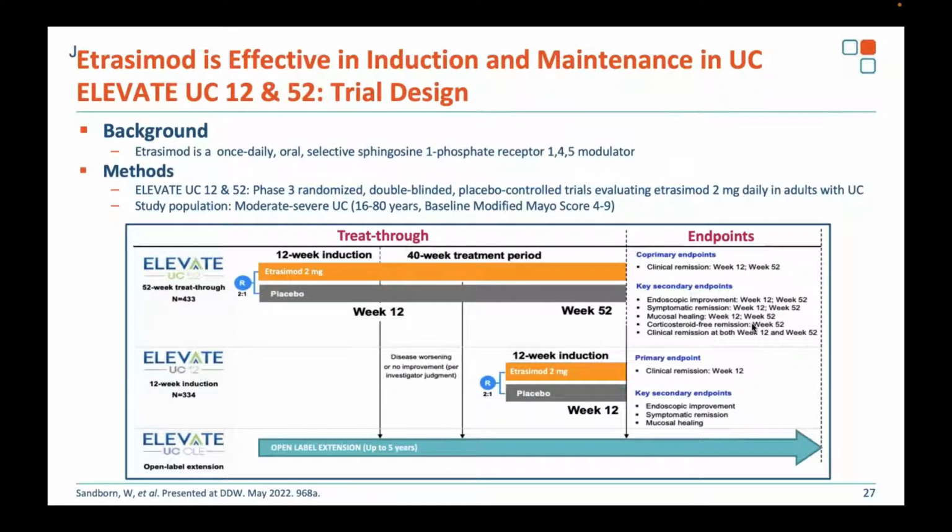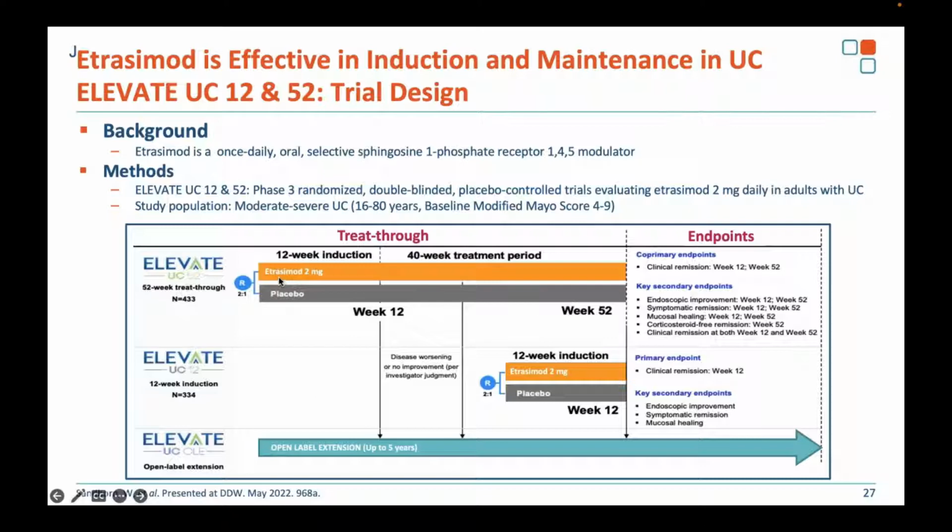1 phosphate receptor modulators. This is etrasimod. It's got a slightly broader action than ozanimod, so it modulates the 1, 4, and 5 sphingosine 1 phosphate receptors, whereas ozanimod is 1 and 5 alone. And the first slide is just to highlight a couple of things about the trial design.